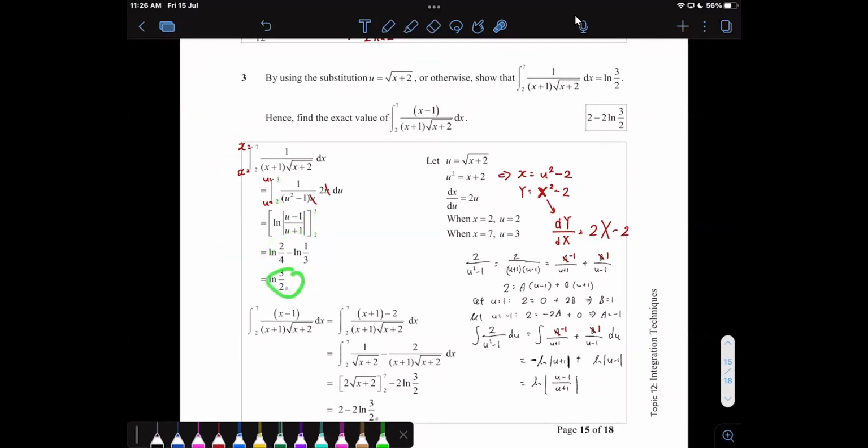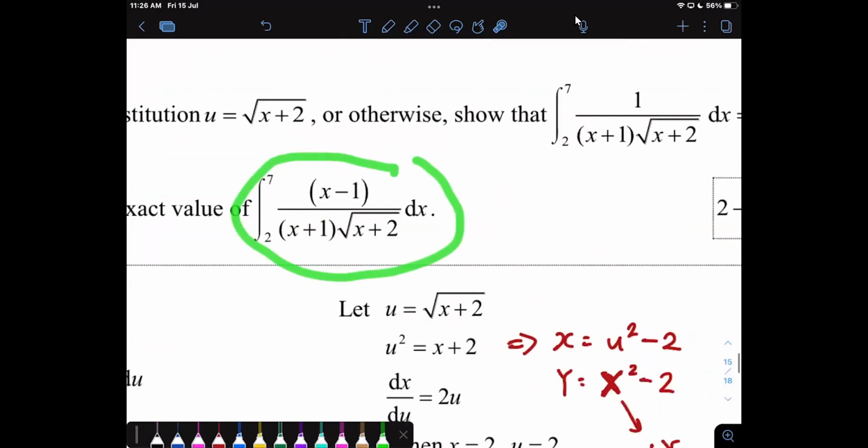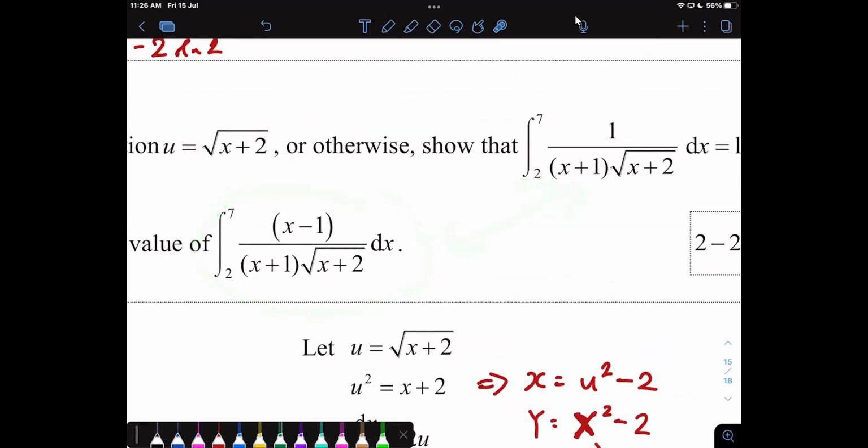Minus will become a division. Then that is the first part. Show that this equals ln 3 over 2. Not done yet. You want to hence find the exact value of this expression here. So can you tell me how they are similar? The denominator is the same. So there's just an extra x minus 1 multiplied. So this is really just x minus 1 multiplied by x plus 1 times square root x plus 2. But you cannot split up.